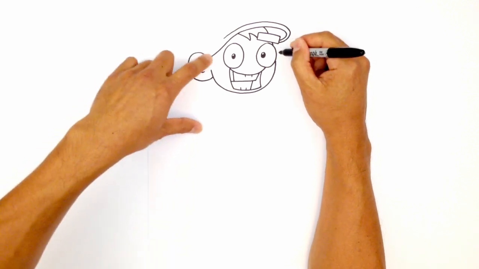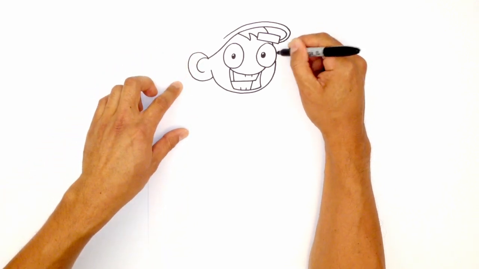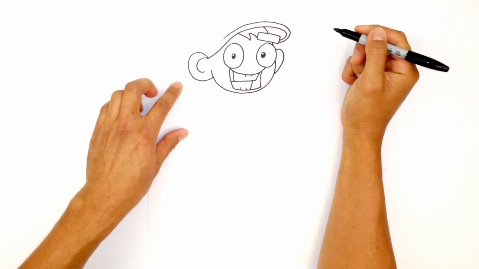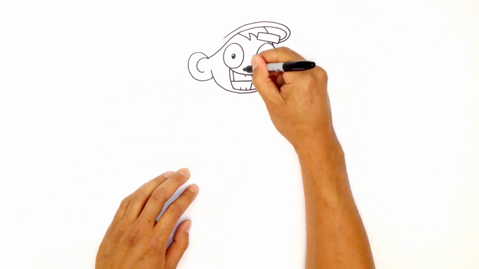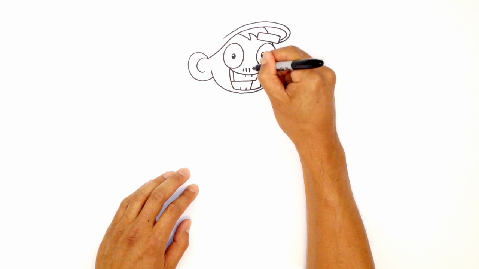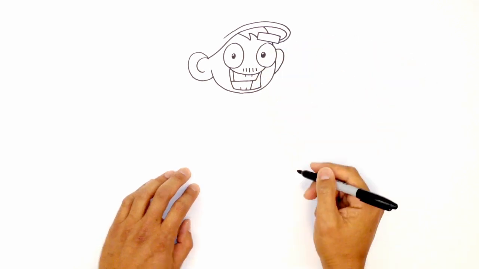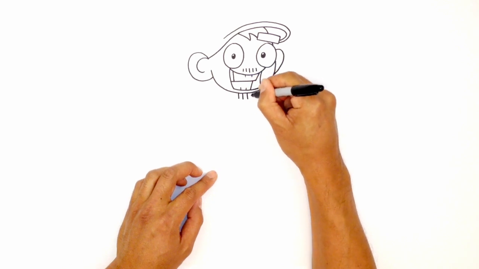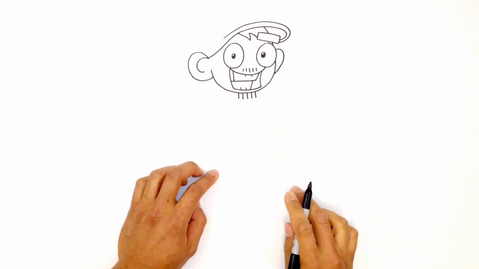Let's go ahead and draw on the opposite side ear. We're going to just show a little bit of this ear poking out behind the head, like that. We'll give him some whiskers. So we're just going to draw a series of short little lines across the top above the mouth. And then for the chin, we're going to draw slightly longer lines coming down below the mouth there.